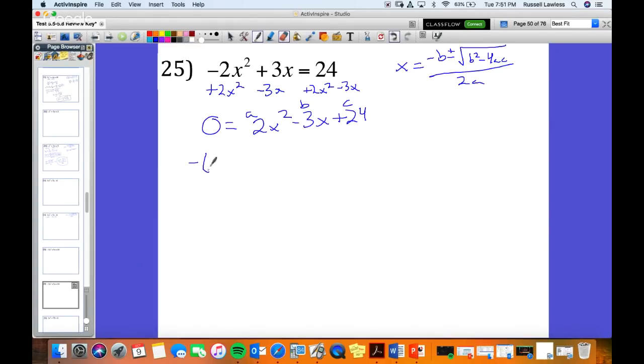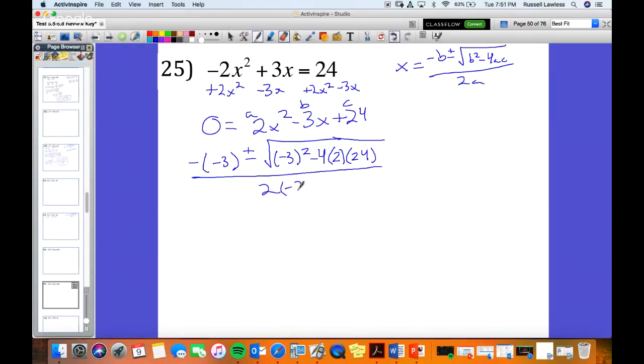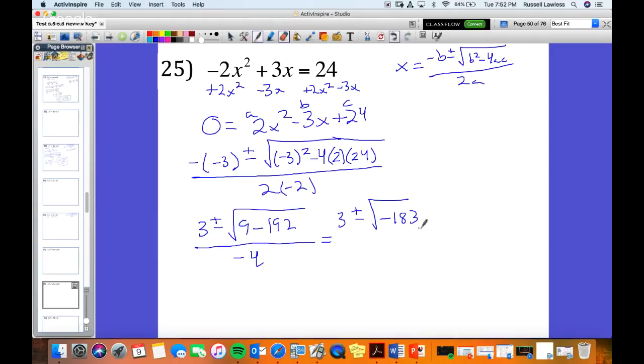So now it will be the negative of negative 3, plus or minus the square root of b squared minus 4ac, all over 2a. So then that will give me 3 plus or minus the square root of 9 minus, let's see, 4 times 2 is 8, 8 times 24 is 192. And then 2 times negative 2 will be a negative 4. This simplifies to 3 plus or minus the square root of, I think that will be negative 183, over negative 4.